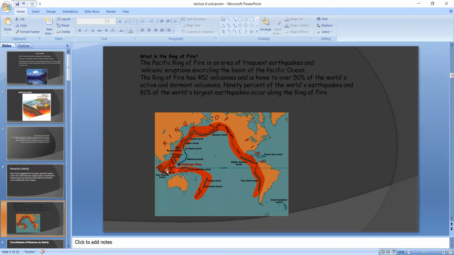So you can see this red highlighted line. It is called the ring of fire. Why is it called the ring of fire? You may have an idea that there is extreme volcanism along with extreme earthquakes. In the world, 50% of the active and dormant volcanoes are found on this ring of fire. And where is this ring of fire? This is in the Pacific Ocean. You can see on the map, this is the equator on Earth.